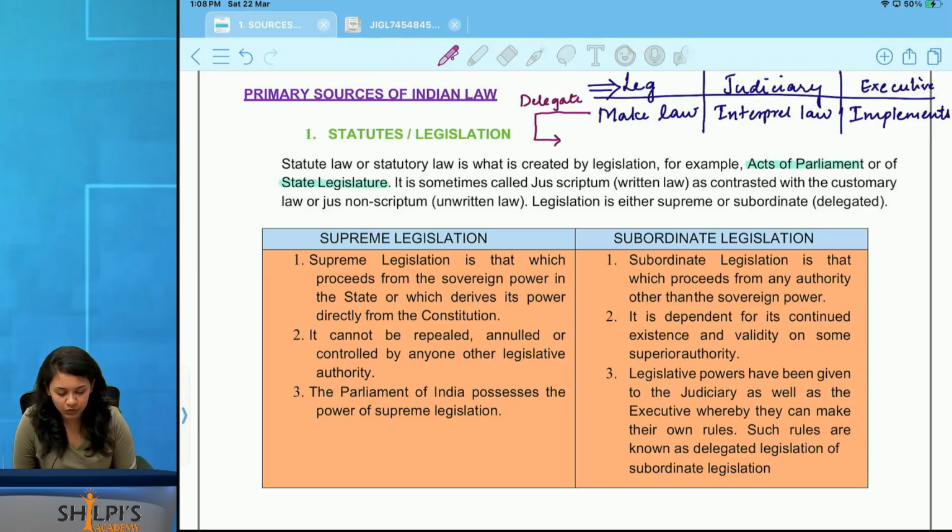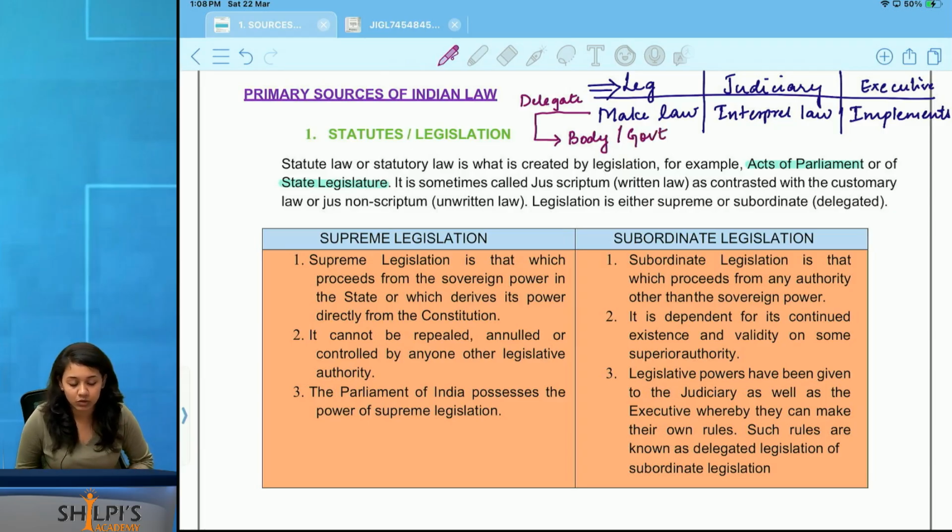Now, who is this authority? Sometimes the legislature may pass on the lawmaking power to any body or to any other form of government, whether it is state government or local government or the local authorities. So let's look at an example for this purpose. The Companies Act of 2013 is passed by Parliament.